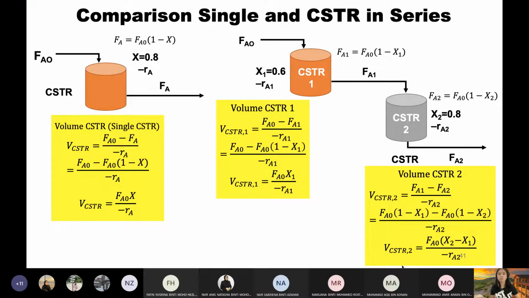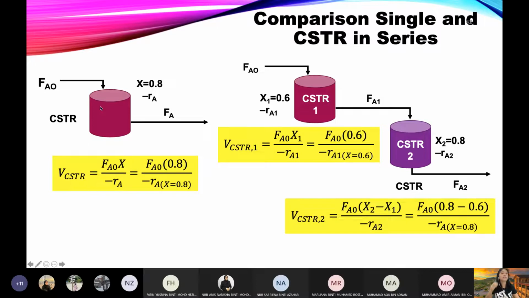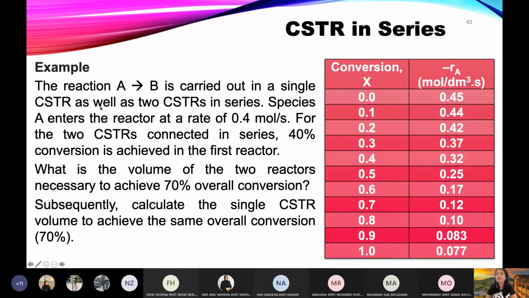Okay, so that's one part on understanding the reactor volume. So for you to understand better, let me try a question together. Let me try this question. Katakan the reaction A produce B is carried out in a single CSTR and 2 CSTR in series. Reaction yang sama kita jalankan dalam satu single reactor ataupun dua reactor in series.